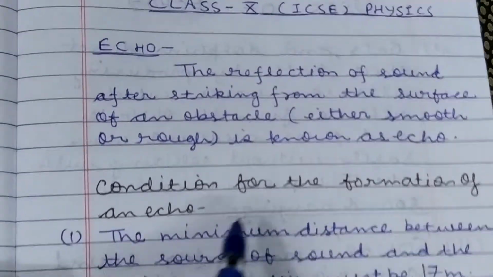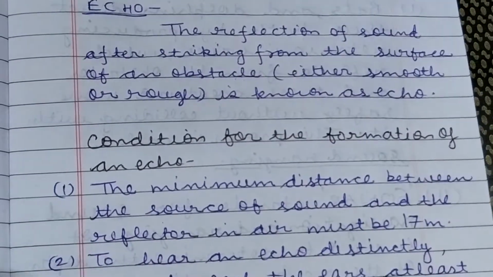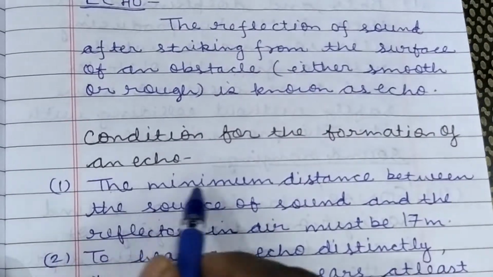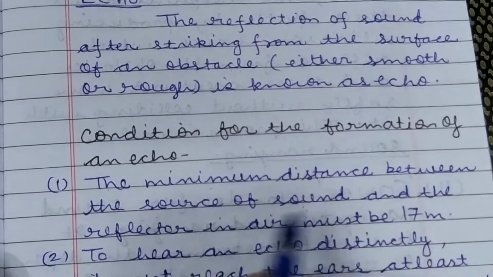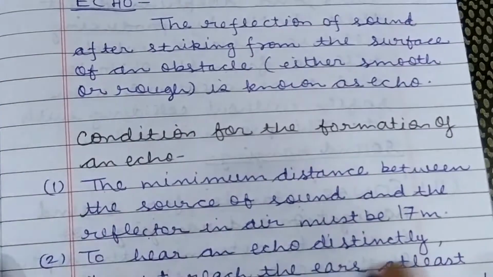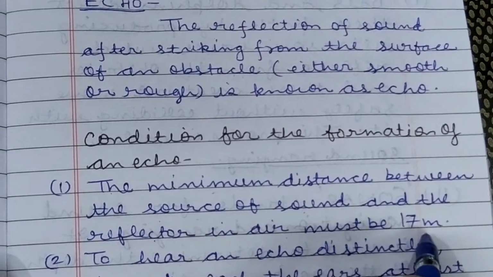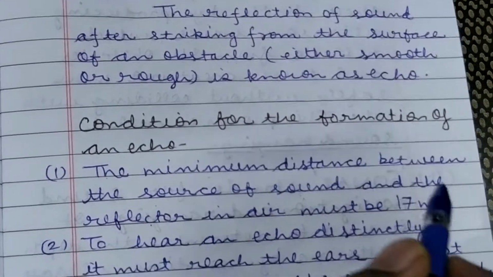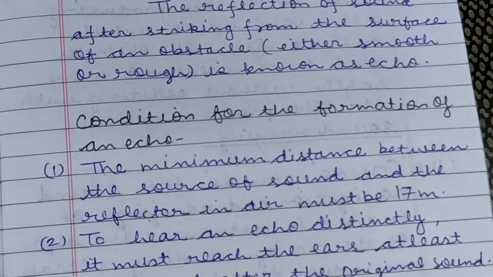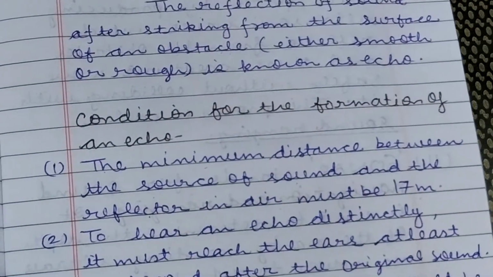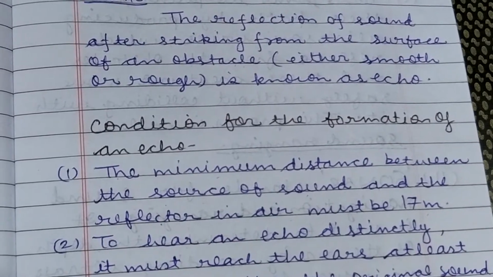What are the conditions for the formation of an echo? There are basically three conditions. First, the minimum distance between the sound source and the reflector, from where the sound will reflect back towards you in air, must be nearly 17 meters. If the distance is less than 17 meters, there will be overlapping of sound, and no echo will be heard. There will be confusion between the original sound and the reflected sound.